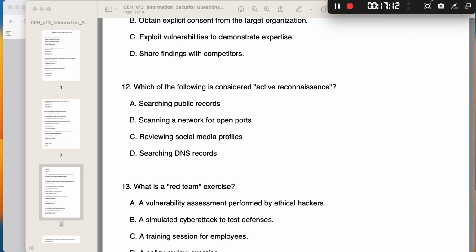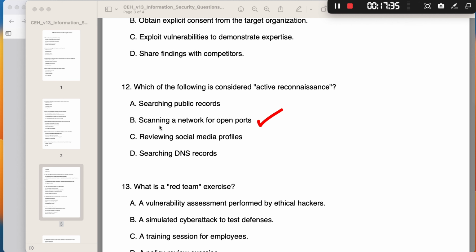And the answer to this question is B. Scanning a network for open ports. And again, this is a question that is 100% theoretical just for the exam. It has zero real life implications when you're doing this in real life.